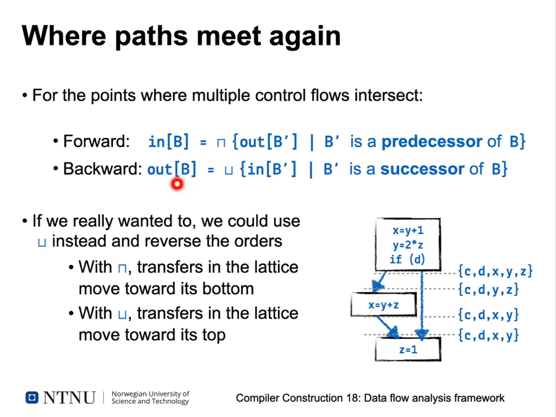So the outset of a basic block B is just the join of all the possible insets of all the successors of B. Now, if we really wanted to, we could actually use this join operator instead and reverse the orders. With a meet operator, transfers in the lattice move towards its bottom, whereas with our join operator, transfers in our lattice would move towards the top.